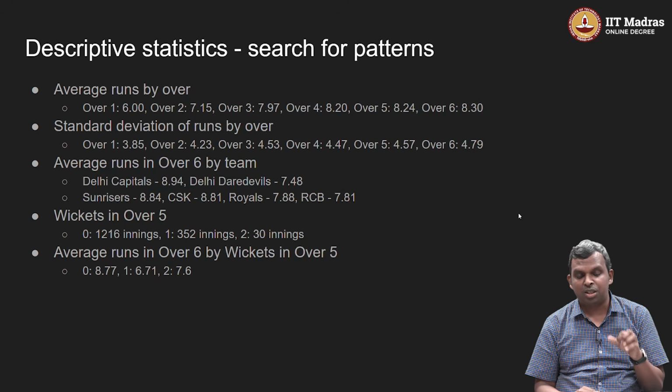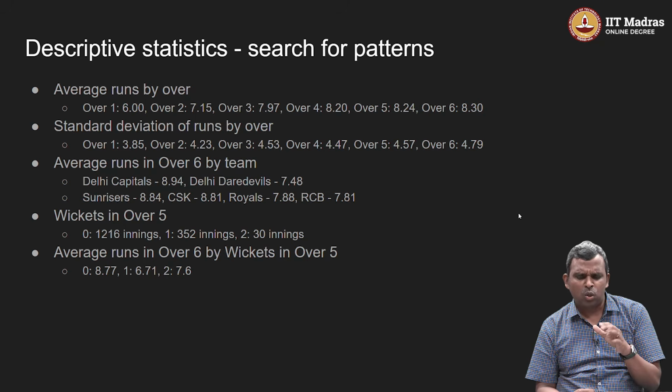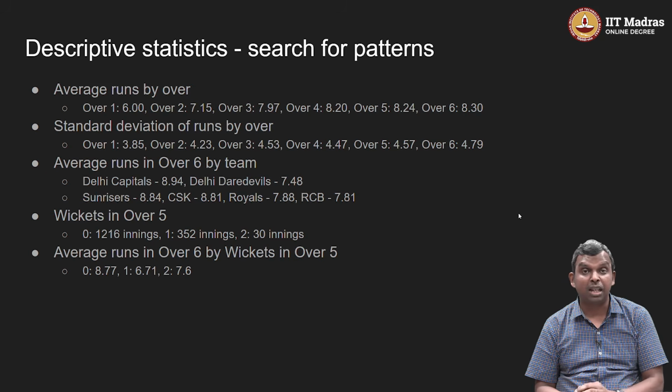And for standard deviation of runs by over, you want to look at how the spread is. It's not too bad. Its spread also seems to have stabilized to around 4.5, etc. And you might have studied in stats 1 what these numbers mean, what average means, what standard deviation means, etc.